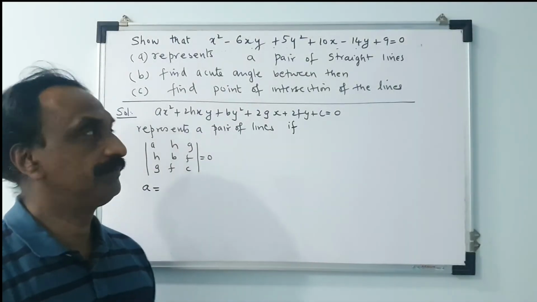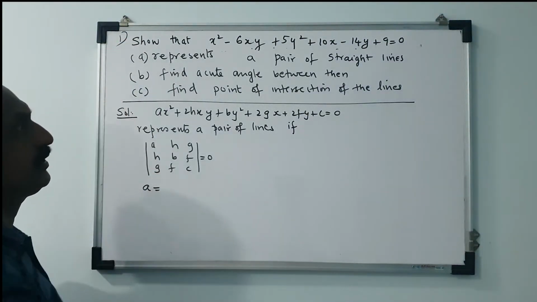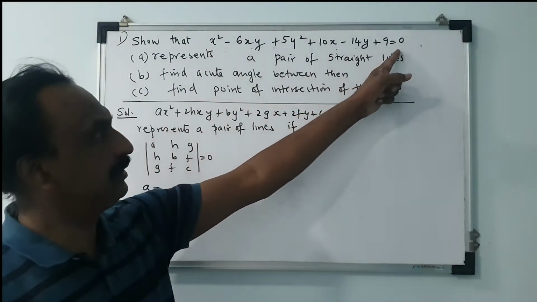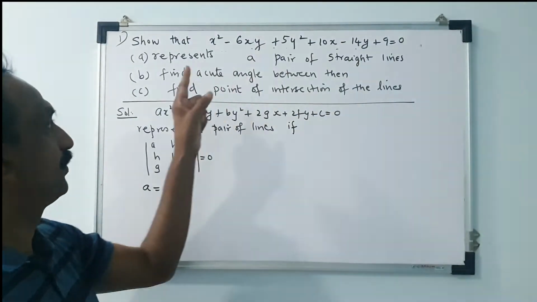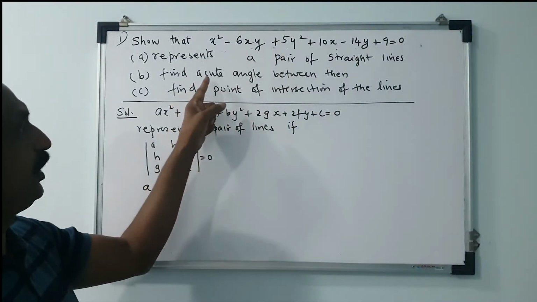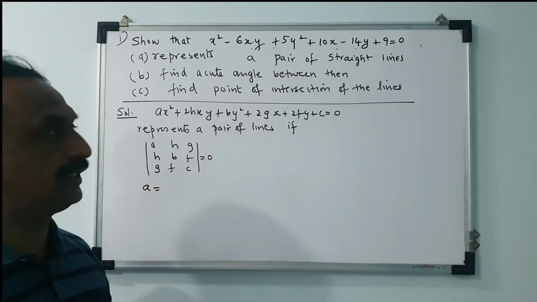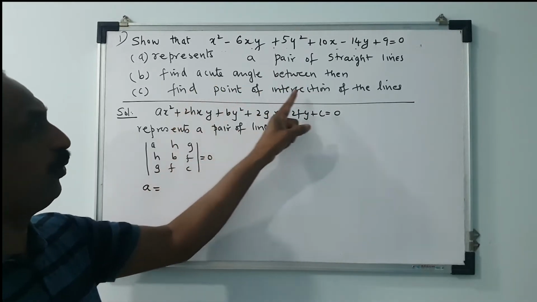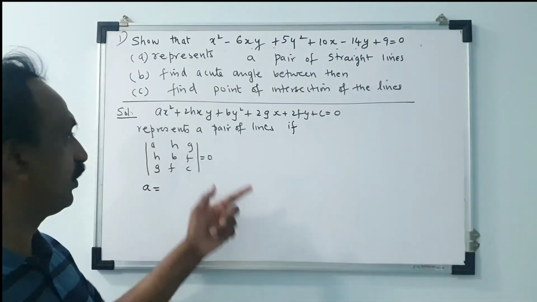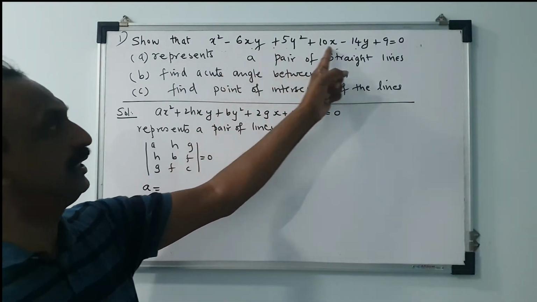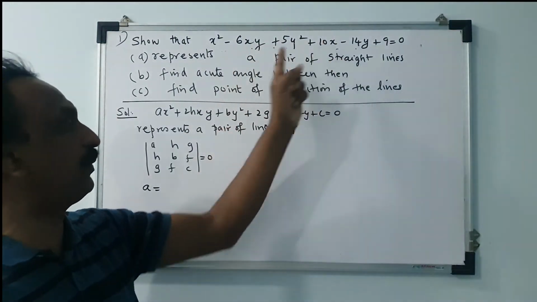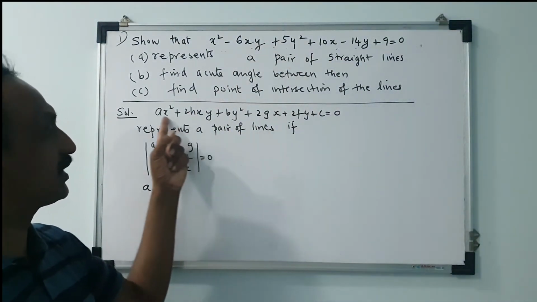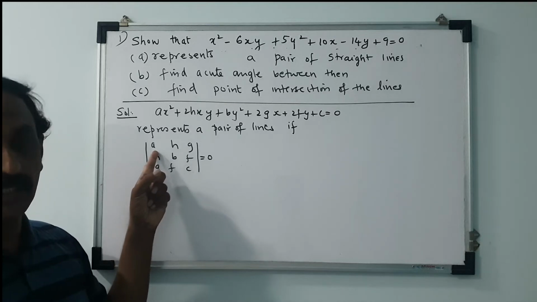The first problem, we need to show that this equation represents a pair of straight lines. That's the first part of the question. When they represent a pair of lines, you need to find out what is the acute angle between them. You also need to find out what is their point of intersection. So for the first part, we will check whether this equation represents a pair of lines or not. When will this particular equation represent a pair of lines? When the determinant is 0.